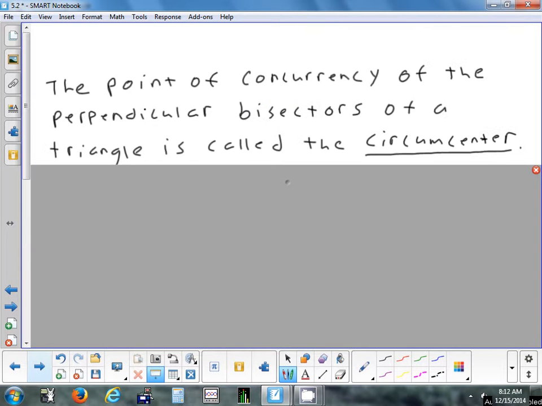All right, let's take a look at what that point is called. The point of concurrency for the perpendicular bisectors of a triangle is called the circumcenter of the triangle. We're going to be learning about 4 total different points of concurrency. We'll do 2 today and 2 tomorrow. So it's good to keep a list of what all these things are called, so if I ask you on the test, you know what they're called. The point of concurrency for your perpendicular bisectors is called the circumcenter.